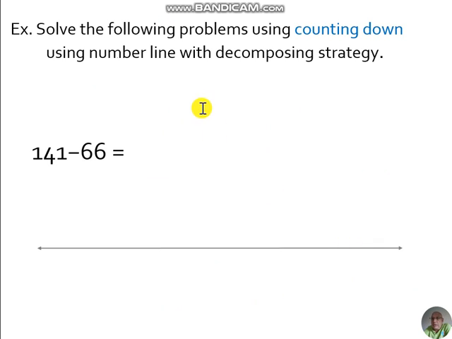Solve the following problem using counting down, using number line with decomposing strategy. Counting down, I write the big number here. The big number is 141. Okay? The second step, I write the small number in decomposing, means expanded form. Means the value of this 6 is 60, and the other 6 is 6.